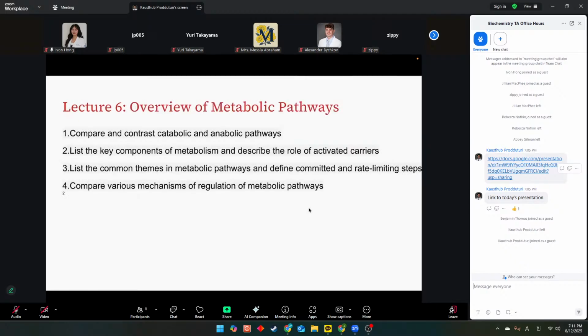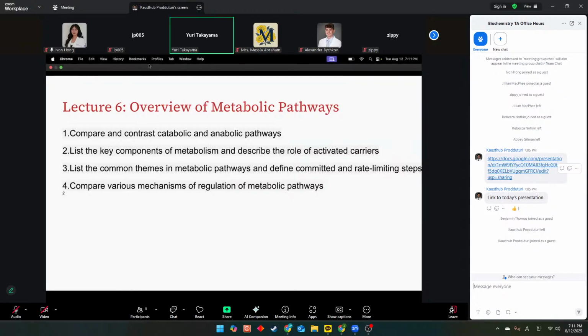So with that, we'll be starting off with the first lecture, which I think is Yuri. Yeah, so I worked on lecture 6 and 7. I'm going to start off with lecture 6, which is overview of metabolic pathways. These are the objectives. You can take a look at it later. But basically, I'm going to go over the high yield stuff.